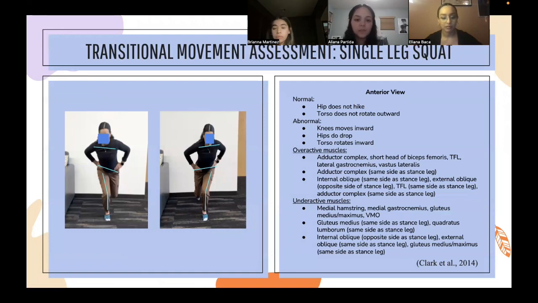So for the overactive muscles, for the knees moving inward, these primarily as a whole focus on hip adduction, knee extension, plantar flexion, hip flexion, and hip internal rotation, thus causing the knees to move more inward.